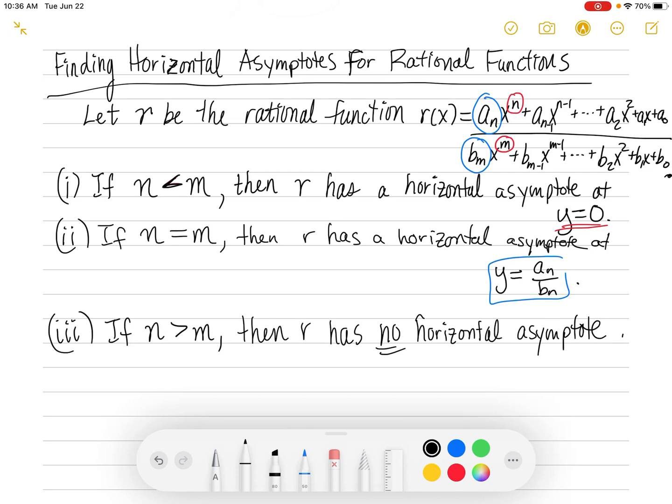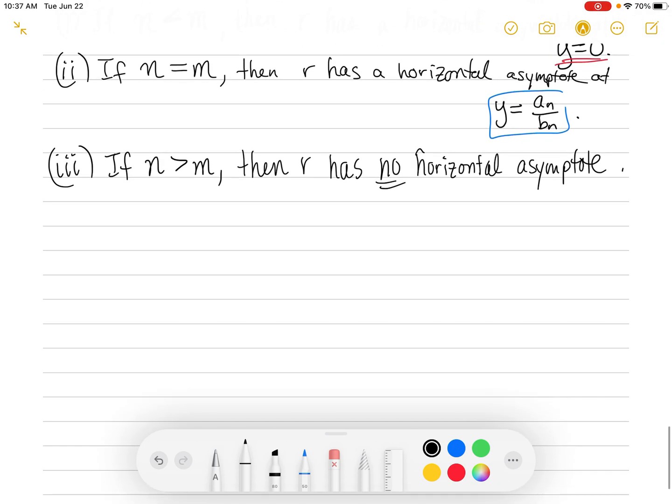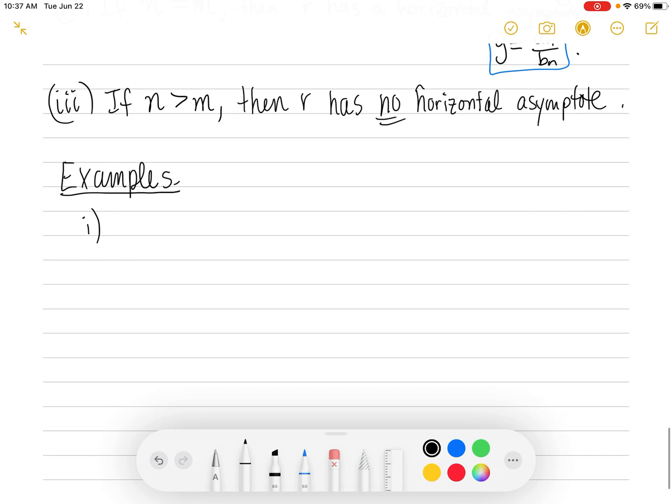Now basically these three cases. Degree of the top is smaller than the degree of the bottom, you have a horizontal asymptote at y equals 0. If the degrees of the top and the bottom are the same, you have a horizontal asymptote at y equals the ratio of the leading coefficients. And if the degree of the top is bigger than the degree of the bottom, then you don't have a horizontal asymptote. So, very important. So I'll do some quick examples of finding horizontal asymptotes.